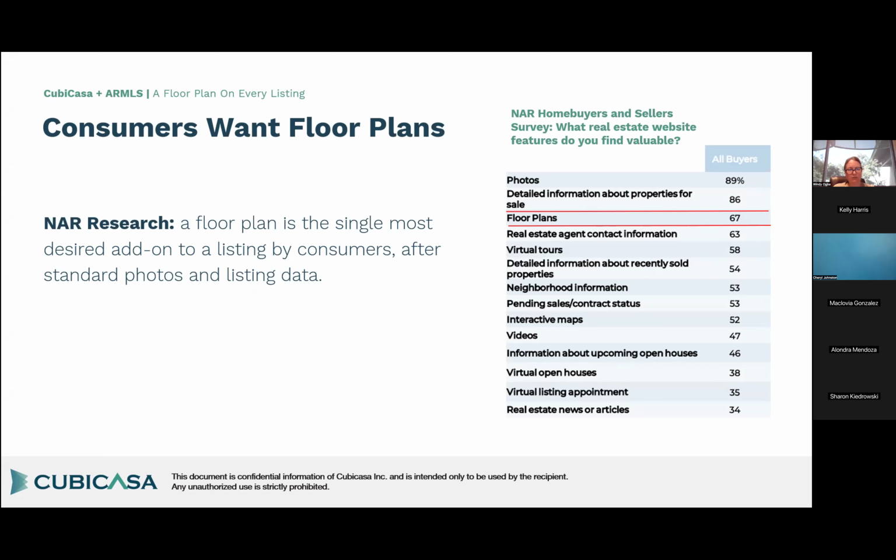All right, so if we look at the NAR Home Buyer and Seller Survey, one of the questions asked is what website features on a listing are considered most valuable? And we can see that the floor plans are the most single desired add-on for listings to the consumer. This is after the standard photos and basic listing data. So the demand is there and it's remained unchanged over the past few years, with floor plans continuing to outrank things like virtual tours.